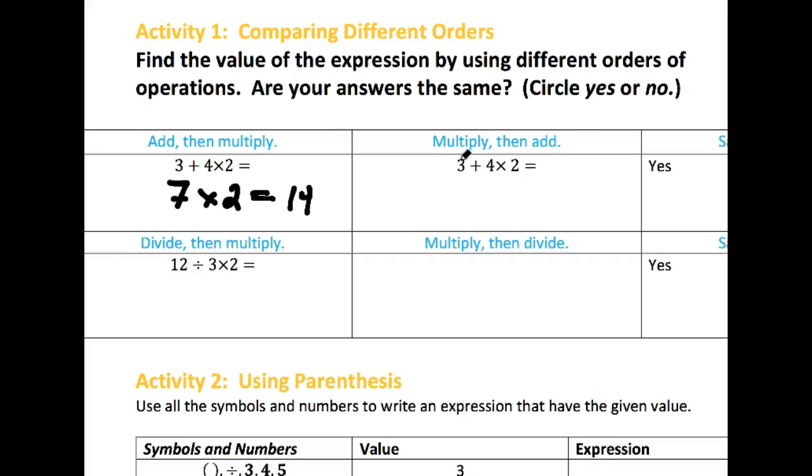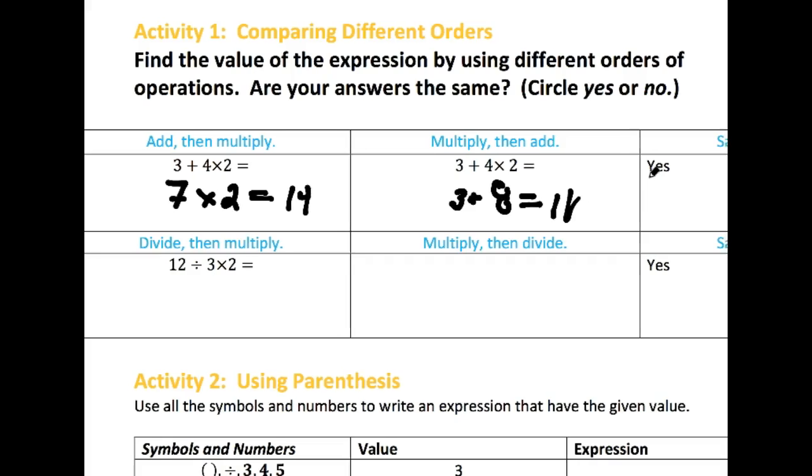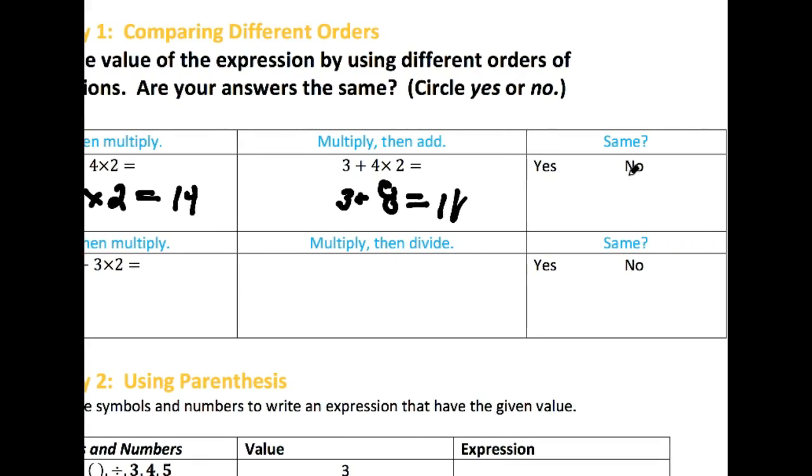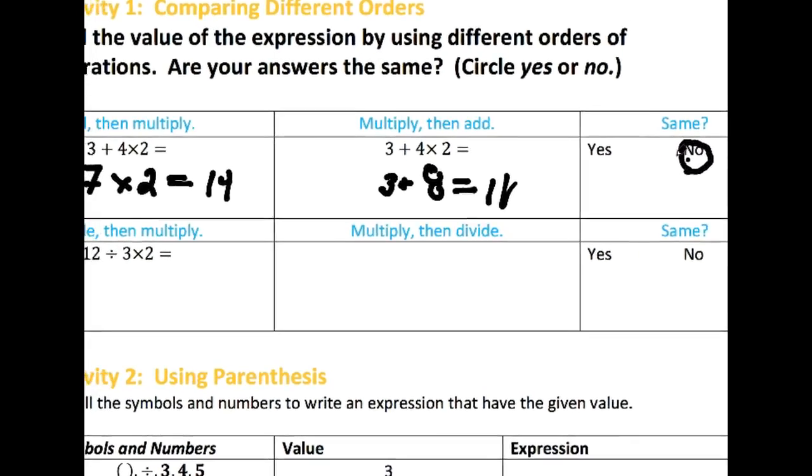So let's move over. Let's multiply first, then add. Well, we take the 4 times 2. 4 times 2 is 8. And then we're going to add to that 3. And so we get 11. Are those answers the same? Well, no, they're not the same, because 14 does not equal 11. So we're going to circle no there.